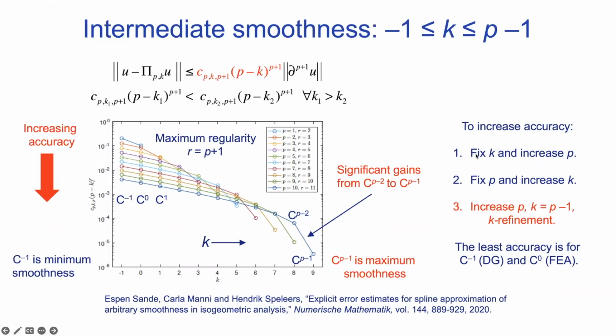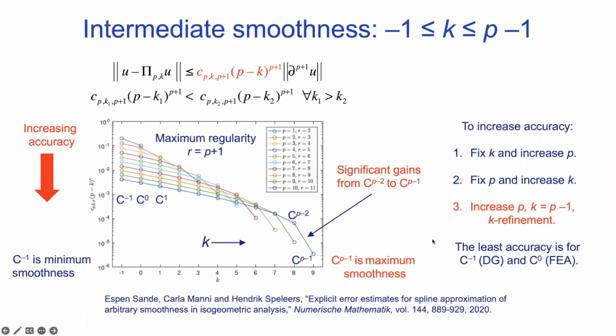So how do you get accuracy? Well, the first thing you could do is just fix the smoothness and increase p. So you'd be coming down curves like this. This would be like for finite elements, C0, linears, quadratics, all the way up to p equals 10. Another way is to fix the polynomial degree and increase k. So you move along one of these curves. For p equals 10, you move to the right. And you can see as you move to the right, you keep getting more accuracy because you're dropping. But notice the big gain is down here.